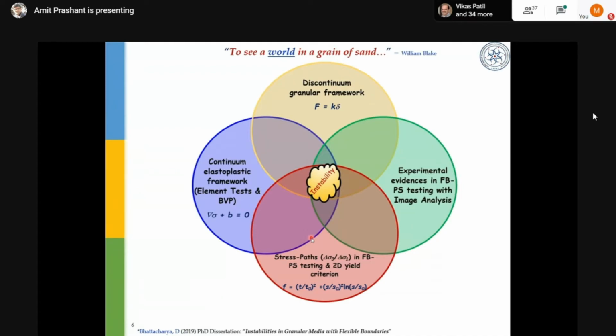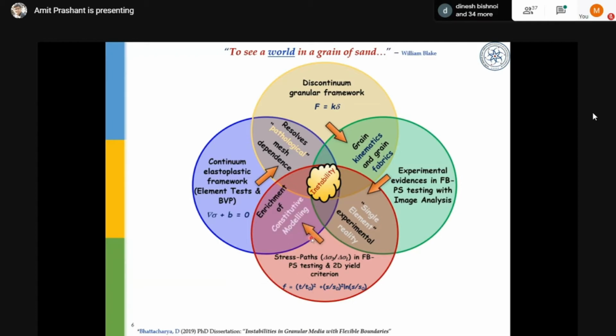So with these different domains of investigation, we have been trying to investigate how to get this problem to a level where we can easily implement it in software where we can have boundary value problems solved with realistic failure mechanisms.